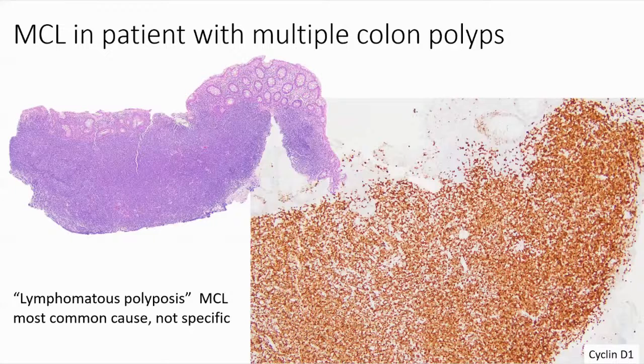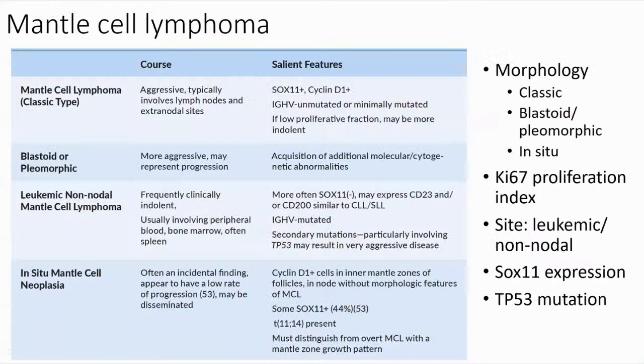So this is a little of the range that we see from classic to more aggressive blastoid or pleomorphic variants to the leukemic non-nodal, which is important to recognize because they often watch and wait with these guys, and they show overlapping features in some cases with CLL, including expression of CD200, creating some potential diagnostic challenges, and in situ mantle cell neoplasia, which should be distinguished as being more indolent and may or may not ever develop into a frank mantle cell lymphoma.